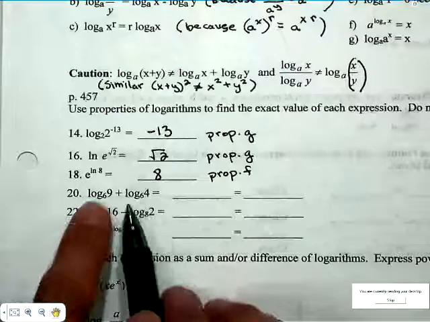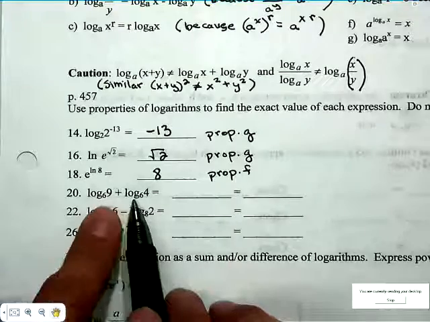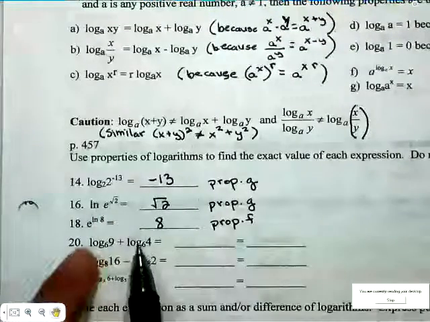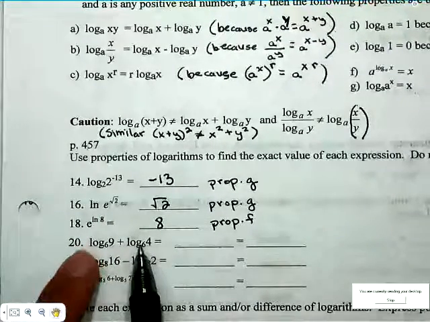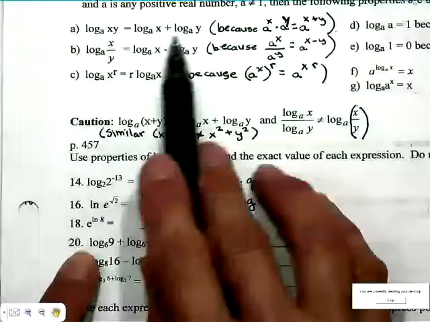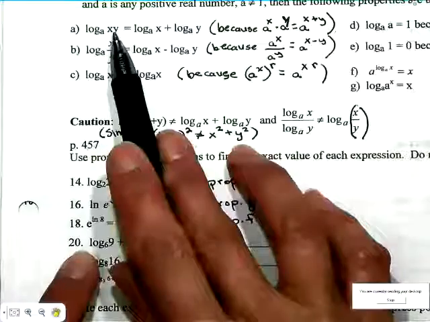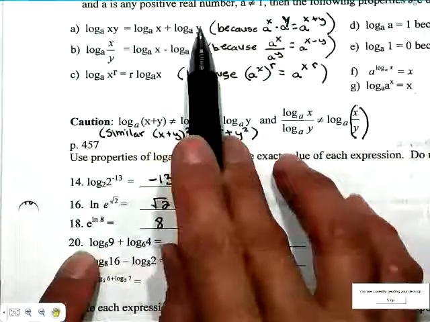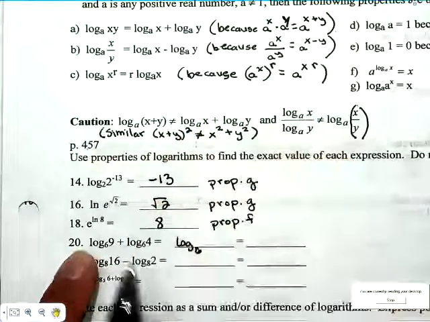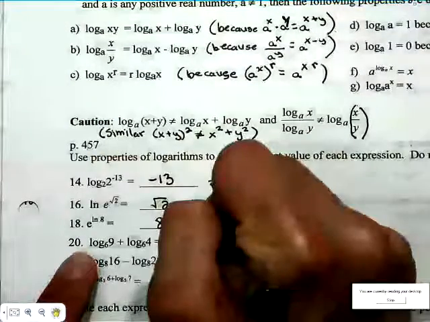So without the properties of logarithms, there's not much I could do with these. But with the properties of logarithms, is it property A, B, or C that tells me how I can put back together the sum of two logs? Property A deals with the sum of two logs. You put the sum of two logs back together as the log of a product. You multiply their arguments, the x times the y. So in number 20, I could put the sum of two logarithms back together by multiplying their arguments, 9 and 4.